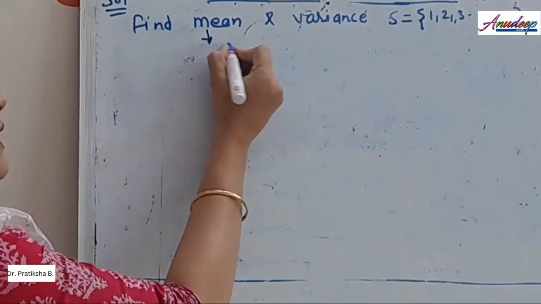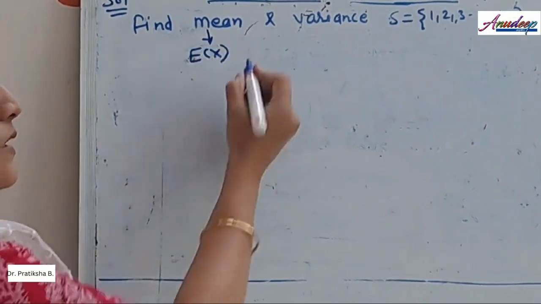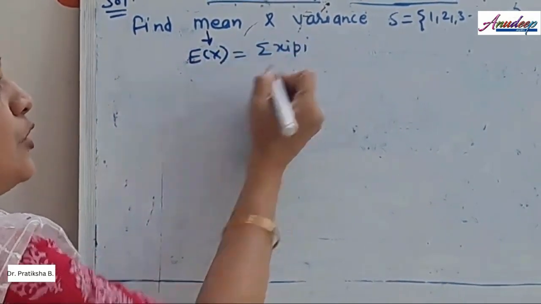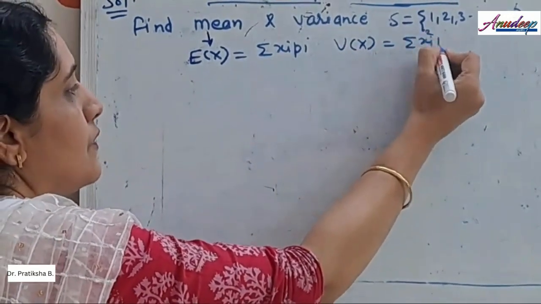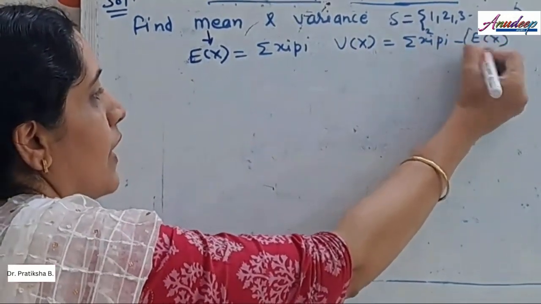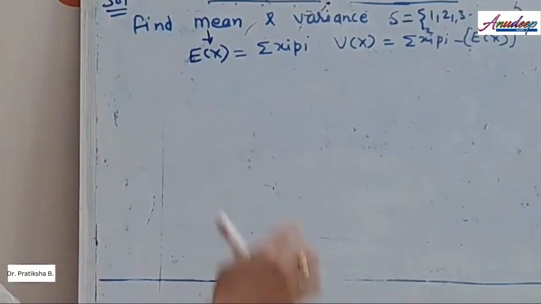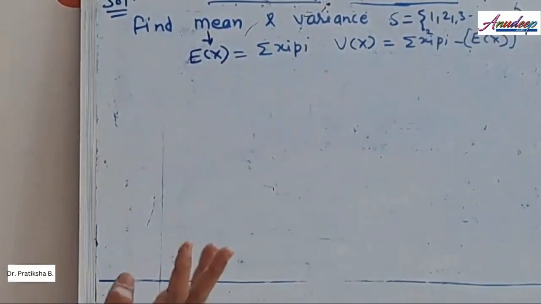The formula for mean is the expected value of x, that is the mean. It is equal to the summation of xi into pi. And for the variance of x, the formula is the summation of xi square pi minus the expected value of x the whole square. That means to calculate mean and variance, we need the corresponding probabilities.